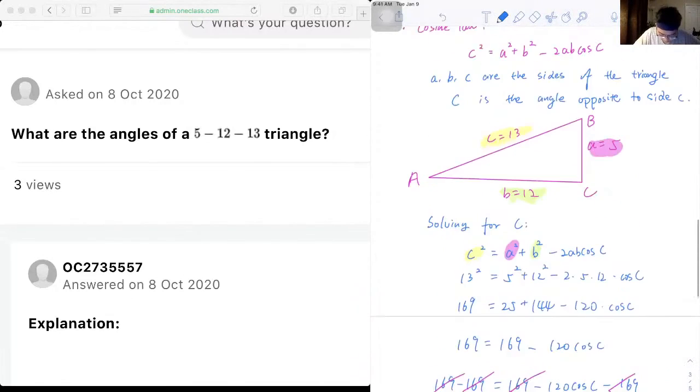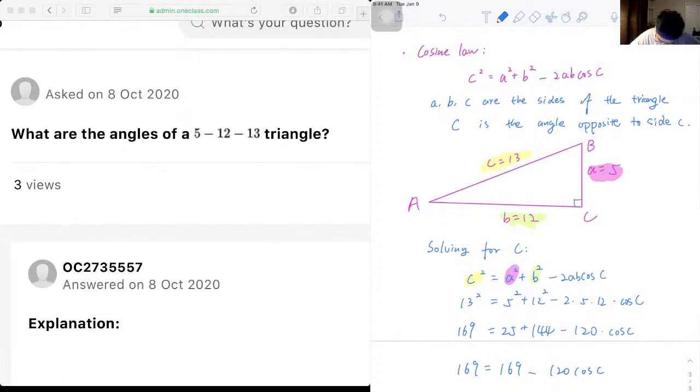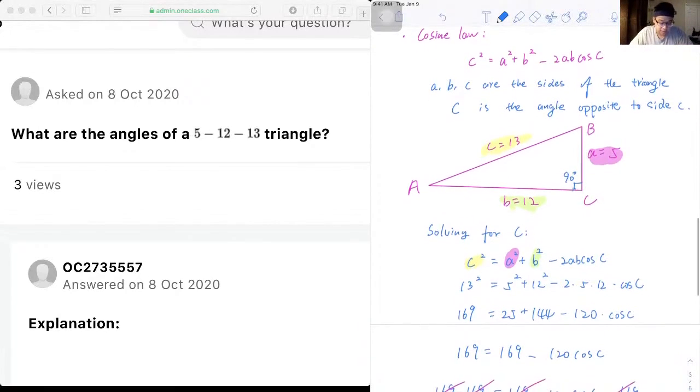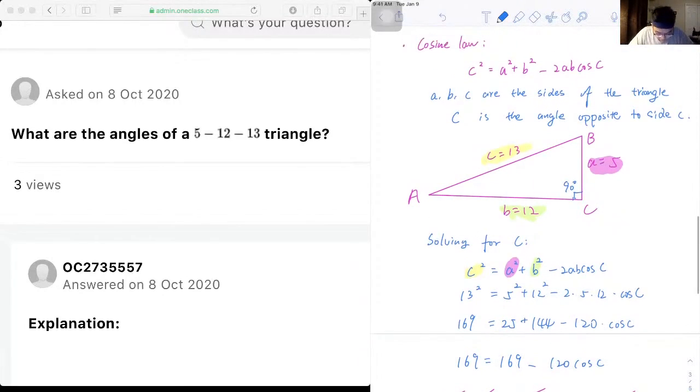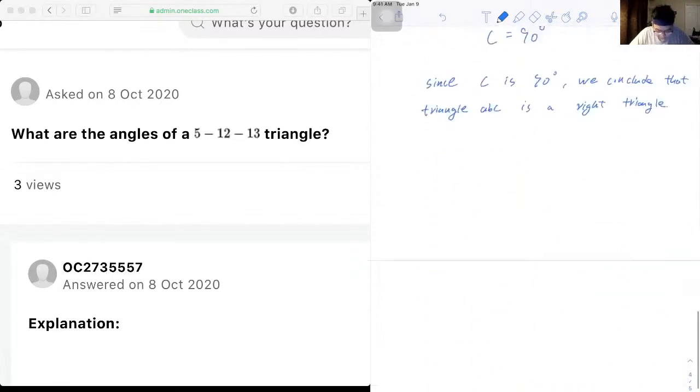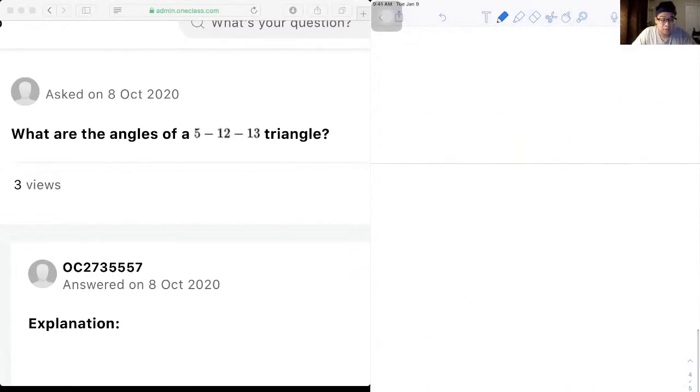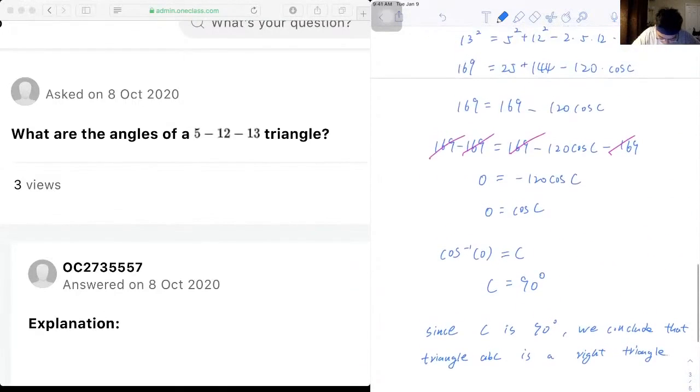Okay, so going back to our diagram, C will be 90 degrees right here. The reason we want C to be 90 degrees is that if C is 90 degrees, we can apply trigonometry. We can apply sine, cosine, and tangent to this particular question. Okay, so by knowing that it's 90 degrees, we can use the cosine law. Okay, let me change the color.